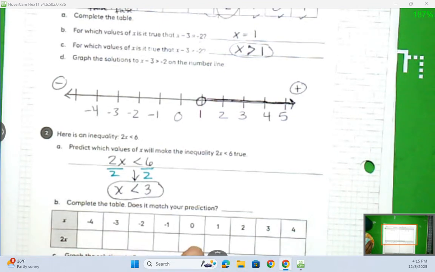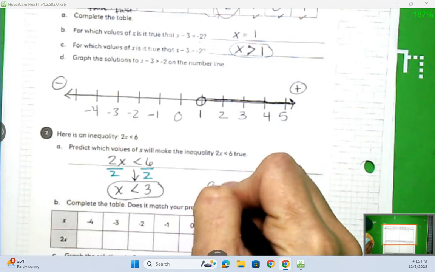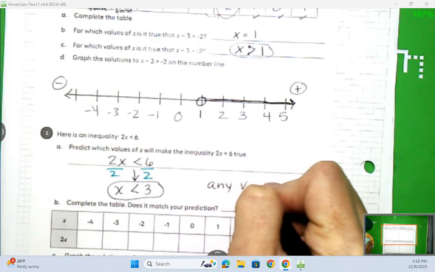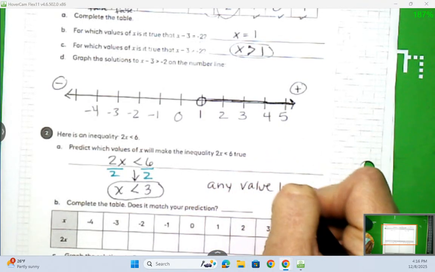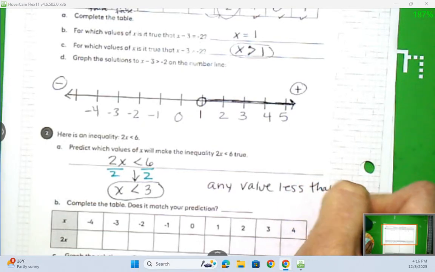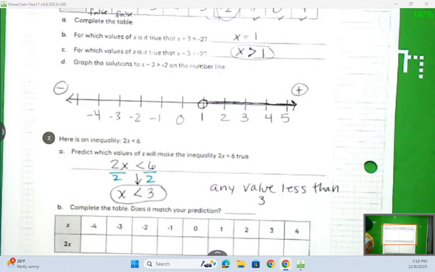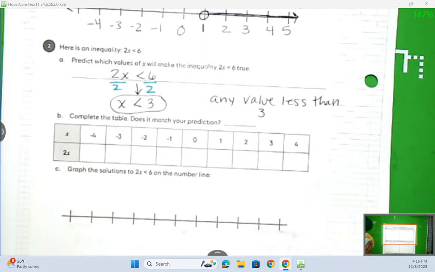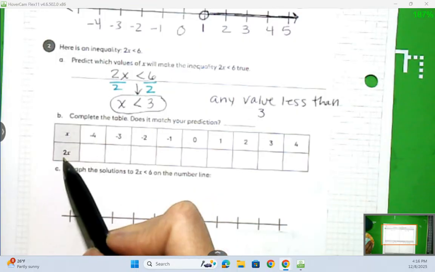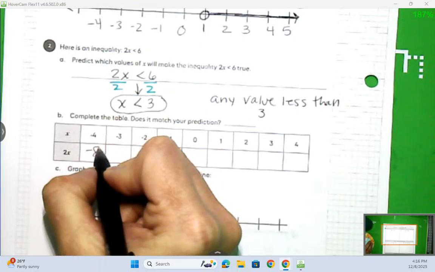Down here for our table, what would be your prediction? Well, any value less than 3 would work. Okay, if x is -4, what would be 2x? Well, 2 times -4 is -8.